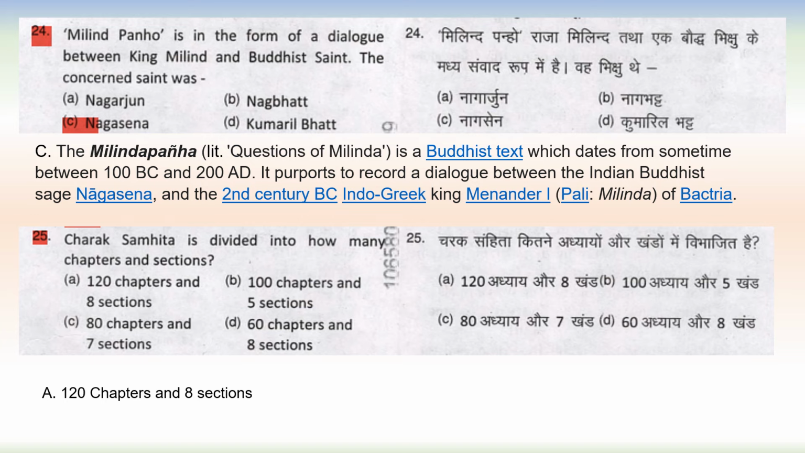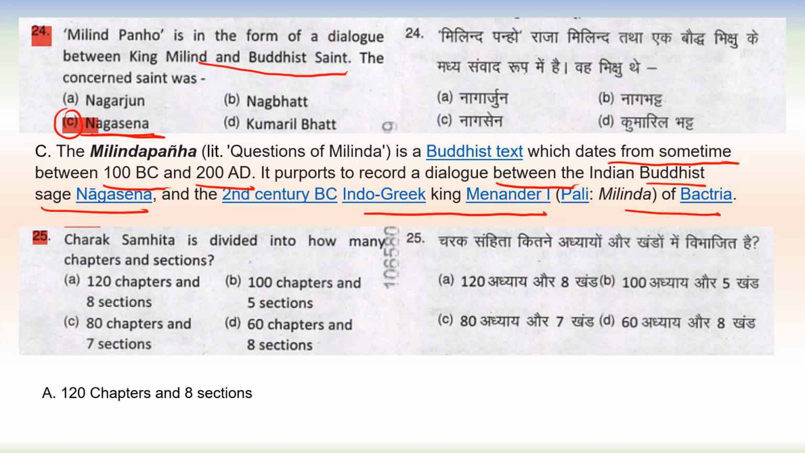Next one. Milind Panha is in the form of a dialogue between King Milind and Buddhist saint. The concerned saint was, and it was Nagsena. Answer C. Milind Panha is a Buddhist text which dates from sometime between 100 BC to 200 AD. It is a record of a dialogue between the Buddhist sage Nagsena and the 2nd century BC Indo-Greek king Menander. And Pali में Menander क्या बोलते हैं? Milind of Bactria. So answer is C, Nagsena.